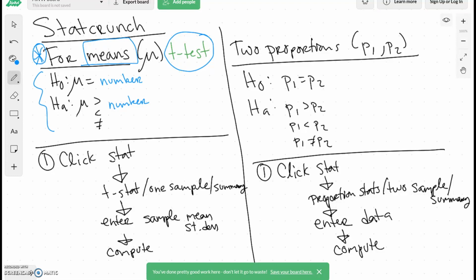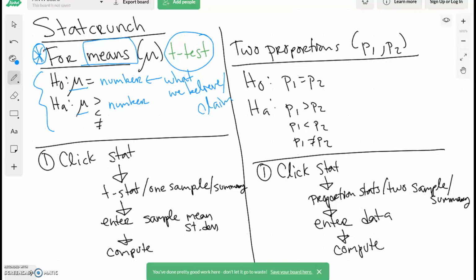Remember that this is usually going to be mu is equal to a number, and mu is either equal to, greater than, less than, or not equal to the number. This number is usually going to be given. This is what we believe, or claim, in the very beginning. So that's what we have.